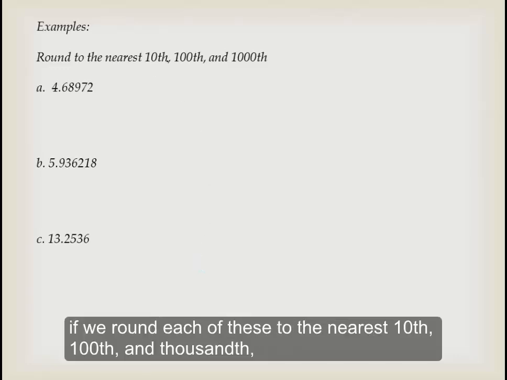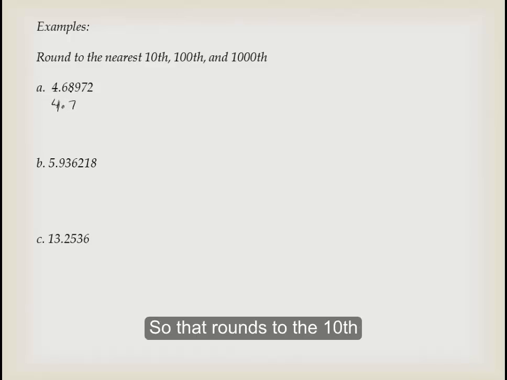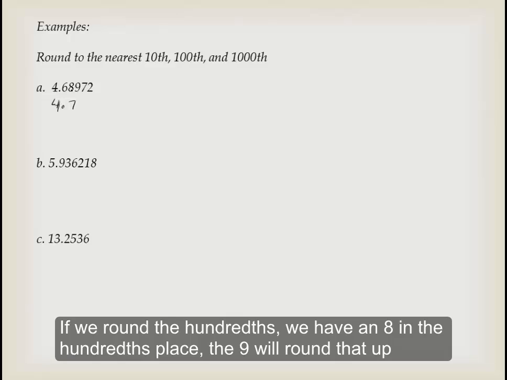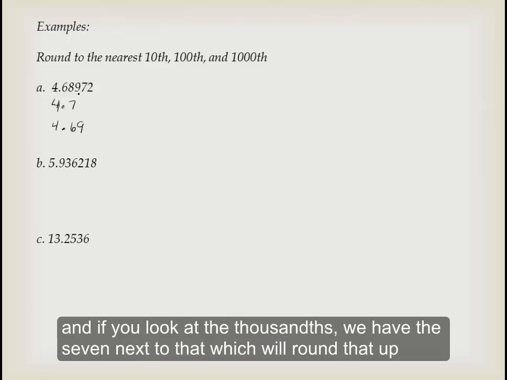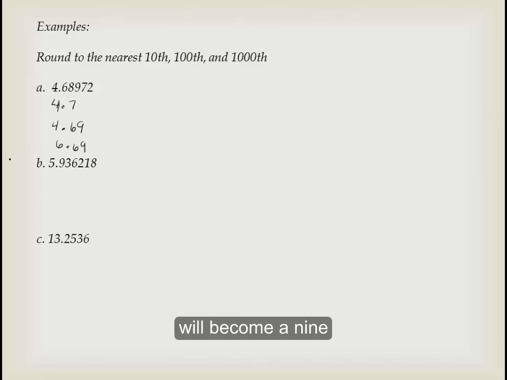If we round each of these to the nearest tenth, hundredth, and thousandth, our tenth is a 6, so we look at the 8, that'll round it up. If we round to the hundredths, we have an 8 in the hundredths place, the 9 will round that up. And if we look at the thousandths, we have a 7 next to that, which will round that up. This 9 will get rounded up to a 10, so that 8 will become a 9.